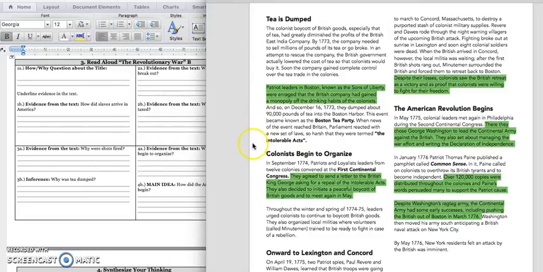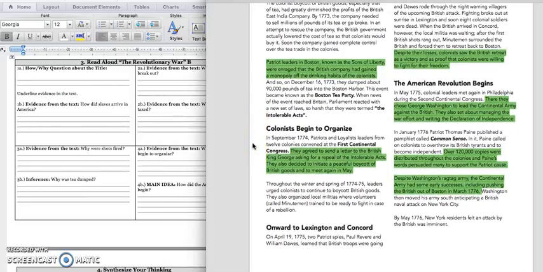Patriot leaders in Boston, known as the Sons of Liberty, were enraged that the British company had gained a monopoly on the drinking habits of the colonists. And so, on December 16, 1773, they dumped about 90,000 pounds of tea into the Boston harbor. This event became known as the Boston Tea Party. When news of the event reached Britain, Parliament reacted with a new set of laws, so harsh they were termed the Intolerable Acts.